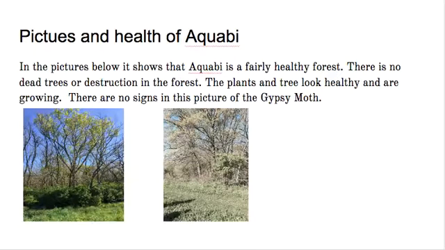Pictures and health of Lake Aqubi. In the picture below, it shows that Aqubi is a fairly healthy forest. There's no dead trees or destruction in the forest. The plants and trees look healthy and are growing. There are no signs in this picture of the gypsy moth.